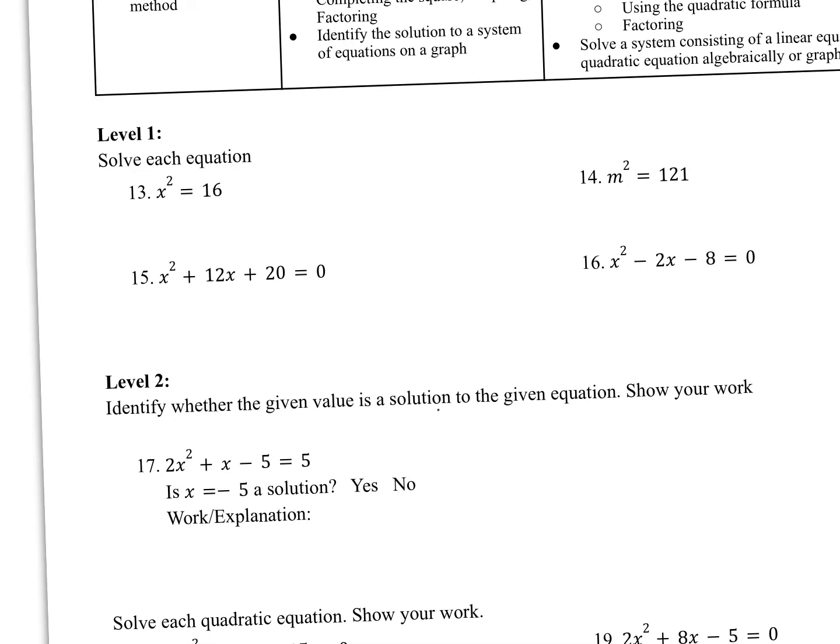So x squared equals 16. So I do that by taking the square root of each side. So I know x equals 4, but x also equals negative 4. Now some of you have been writing this as x equals positive or negative 4, and that's fine.